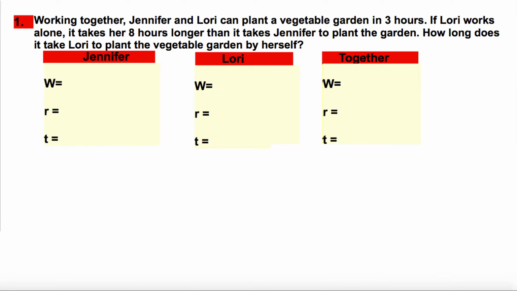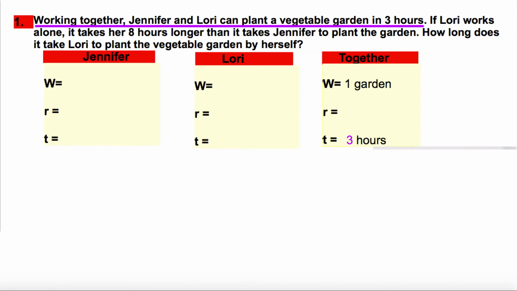Construct the work rate time tables for Jennifer, Lori, and their work together. Working together, they plant it in 3 hours. 1 garden is the work. The time is 3 hours.